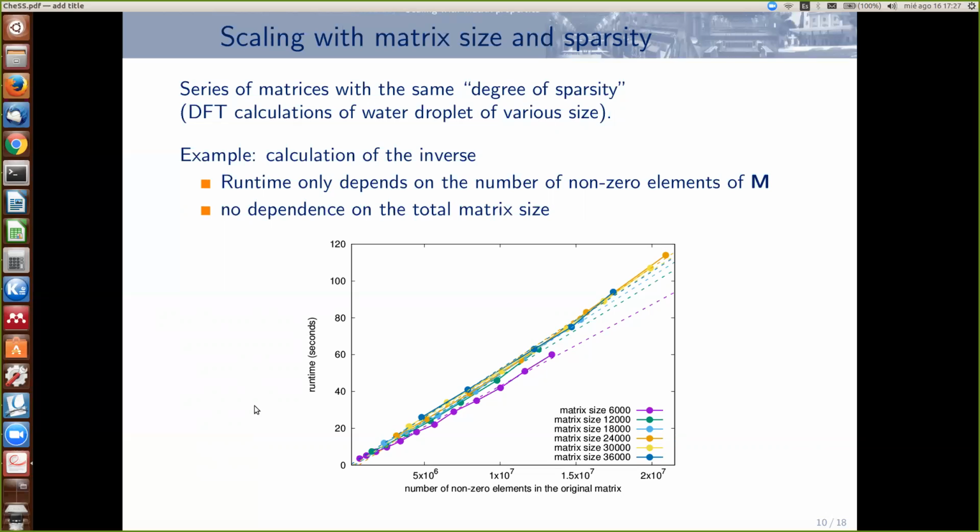And this is shown in this plot here. I have on the x-axis the number of non-zero elements of the matrices, and you can see I have different matrix sizes, from 6,000 by 6,000 up to 36,000 by 36,000. But you can see here the runtime does not depend on the matrix size. It only depends on the number of non-zero elements. And it's a straight line, so it's linear. So it really shows that to calculate the inverse in this case, the computational effort only scales linearly with the number of non-zero elements, and this is the key that allows us to perform linear scaling calculations.